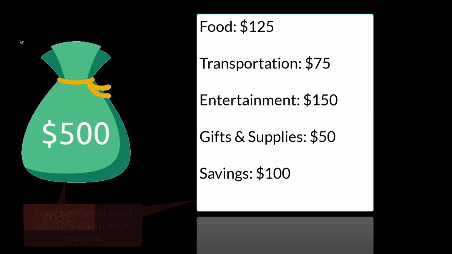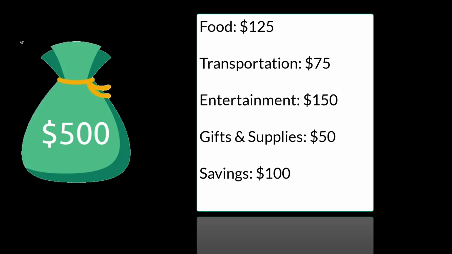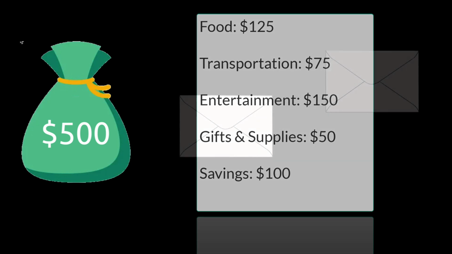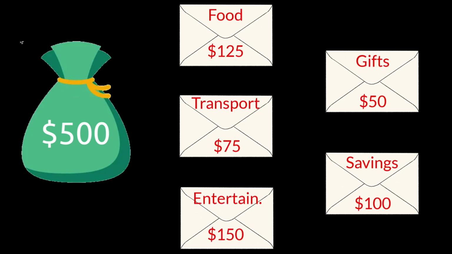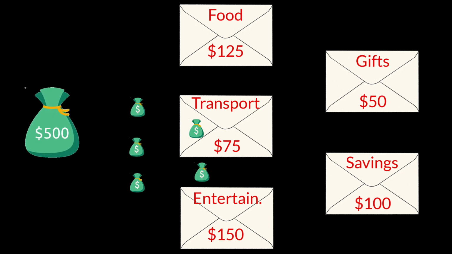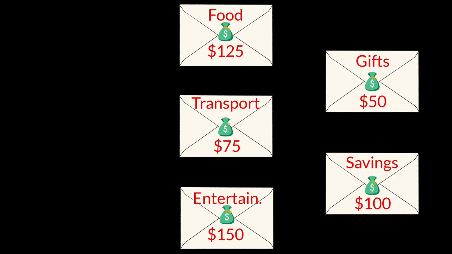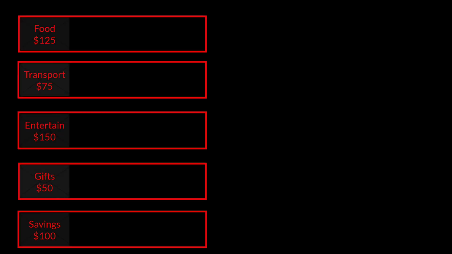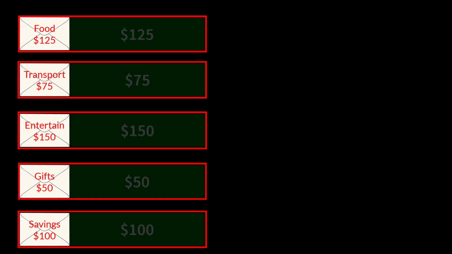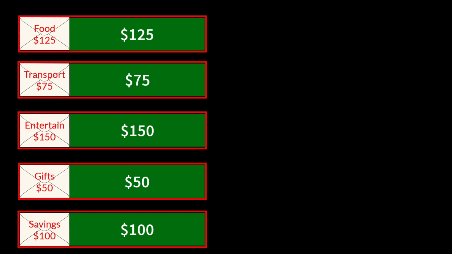Now, if we were using cash, we would actually break out the physical envelopes and we would label them. Then we would actually take the cash from our bag of money or our income, and we would put the cash into the envelopes in the amount that we had already determined. So now that our money has been distributed into the various envelopes, let's change this visual slightly so that we can better understand what's going on when we spend money.